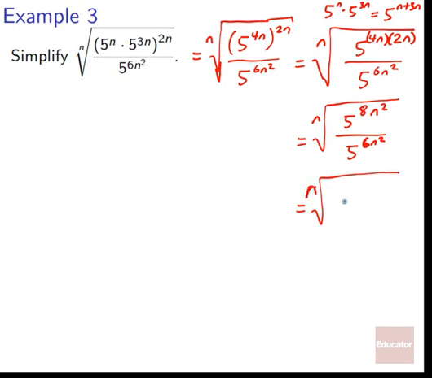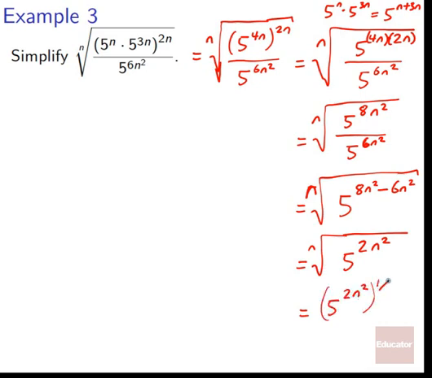So it's still the nth root, so it's going to be 5 to the 8n squared minus 6n squared. So those are common terms. So that becomes 8n squared minus 6n squared. 8 minus 6 is 2, but it still has n squared. So 5 to the 2n squared. Nth root is just the same thing as saying 1 over n. So 5 to the 2n squared times 1 over n equals 5 to the 2n.